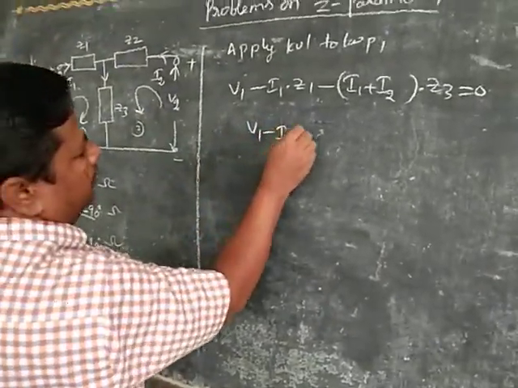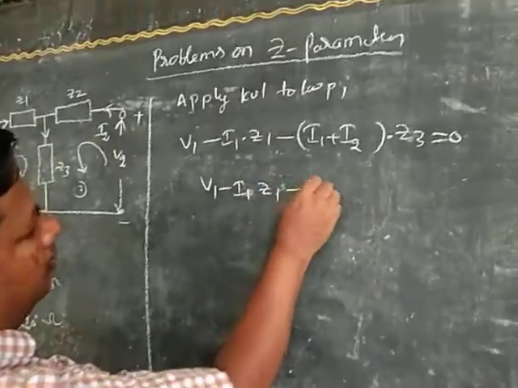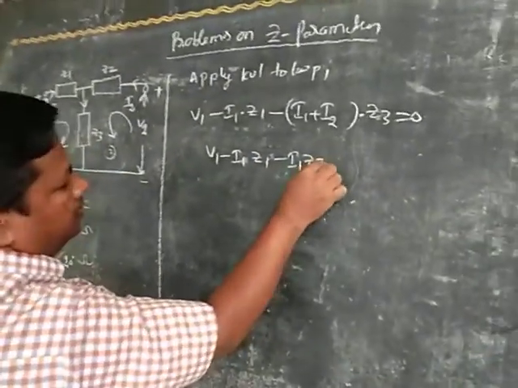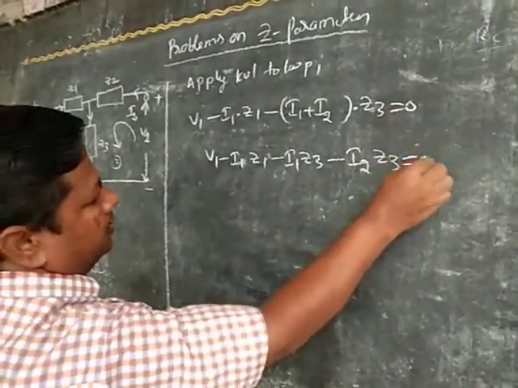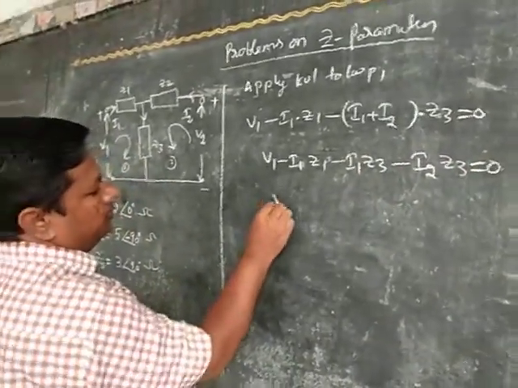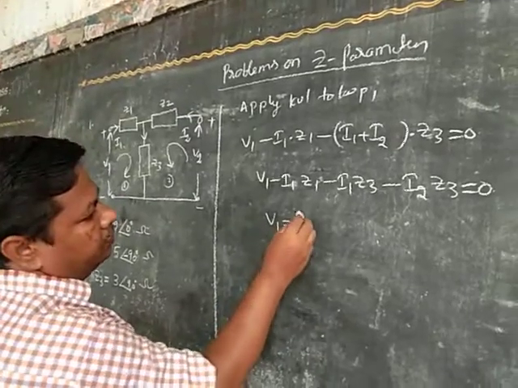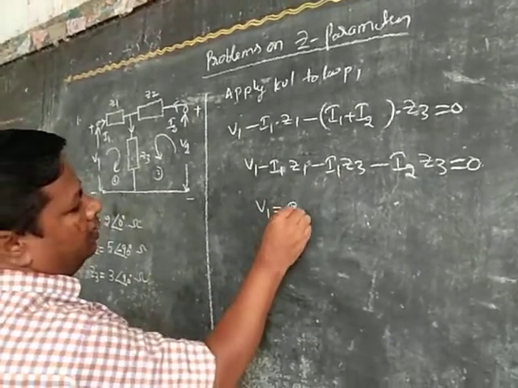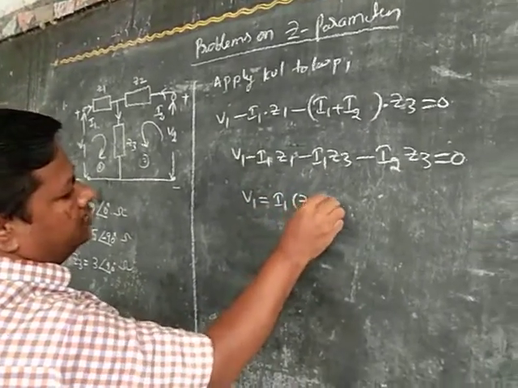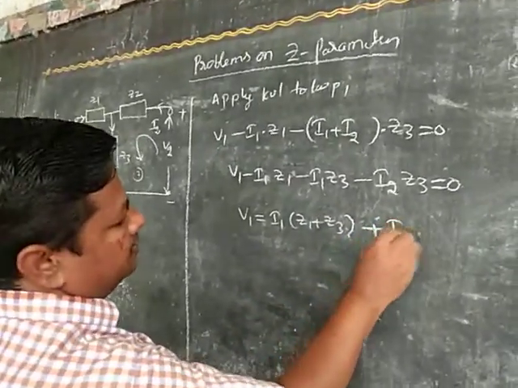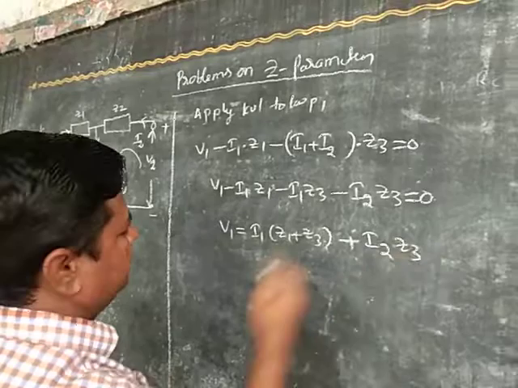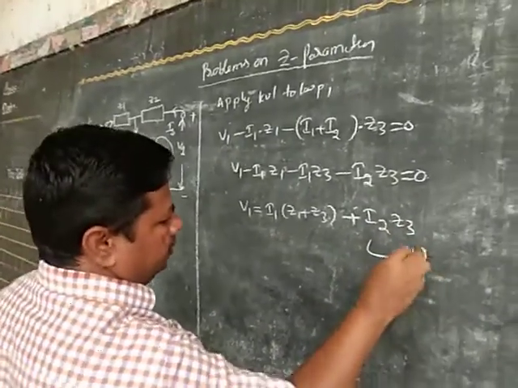V1 minus I1 Z1 minus I1 Z3 minus I2 Z3 is equal to 0. So V1 is equal to I1 into Z1 plus Z3 plus I2 Z3. This is equation 1.